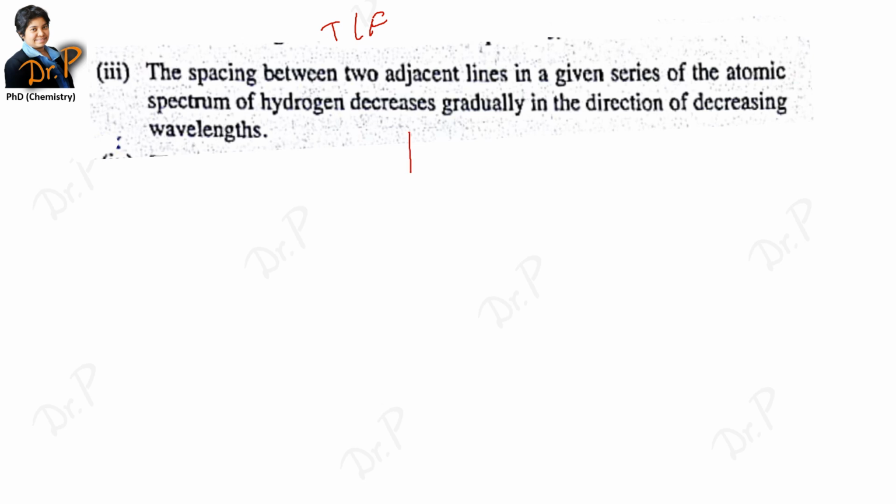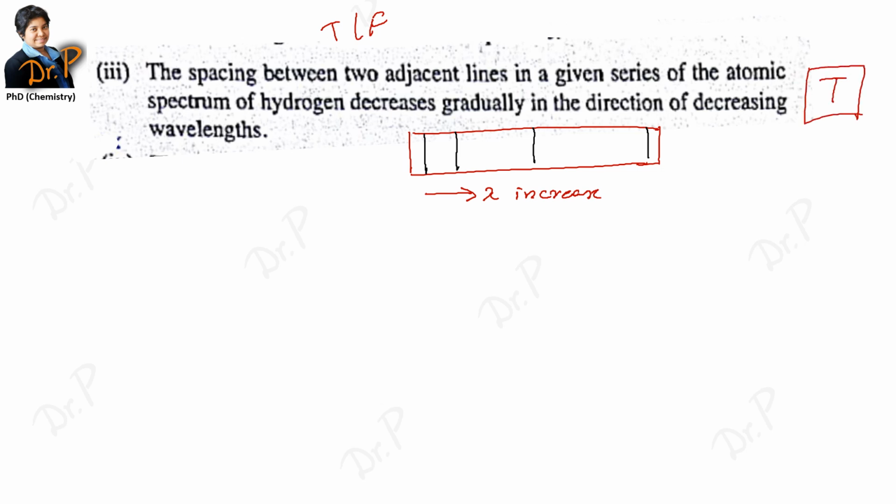You saw in the hydrogen line spectra, when your lambda increases in this direction, the spacing between lines is going to increase. So when lambda increases, the spacing increases, but the statement is asking about the decreasing direction. So the spacing decreases as the wavelength decreases. So this statement is true.